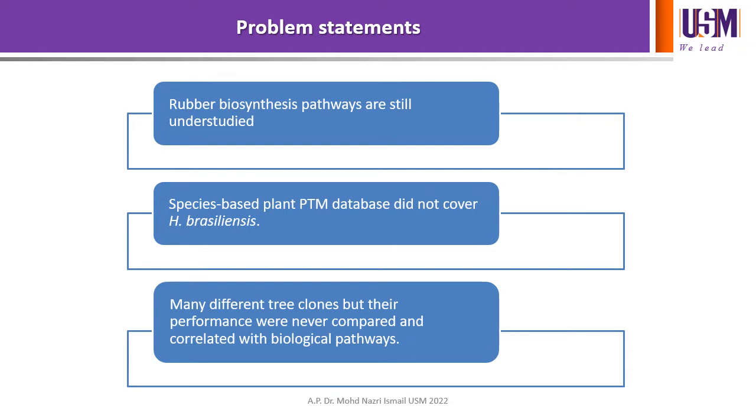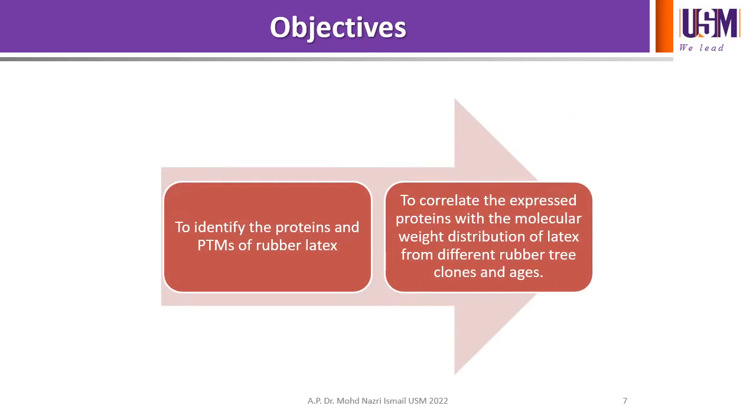The problem statements. Even though rubber is a very important commodity, the biosynthesis pathways are still understudied. Furthermore, the species-based plant PTM database did not cover this tree. And lastly, even though there are many different tree clones, their performance was never compared and correlated with the biological pathways. So in this research project, we aim to identify the proteins and PTMs of rubber latex and then to correlate the expressed proteins with the molecular weight distribution of latex from different rubber tree clones and ages.